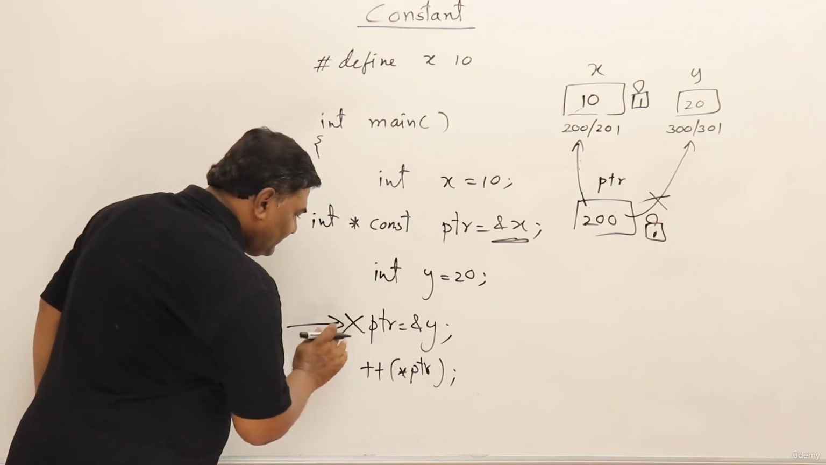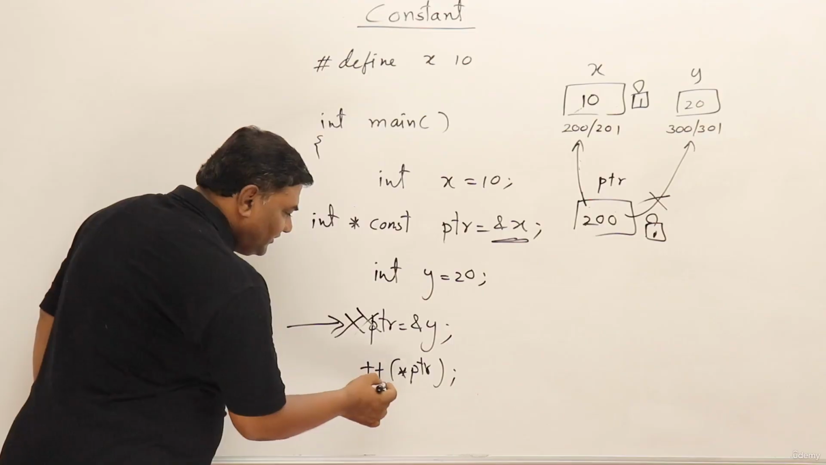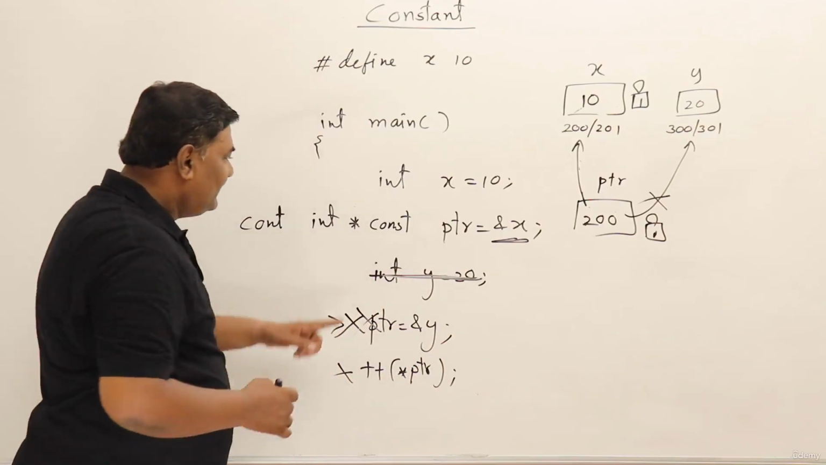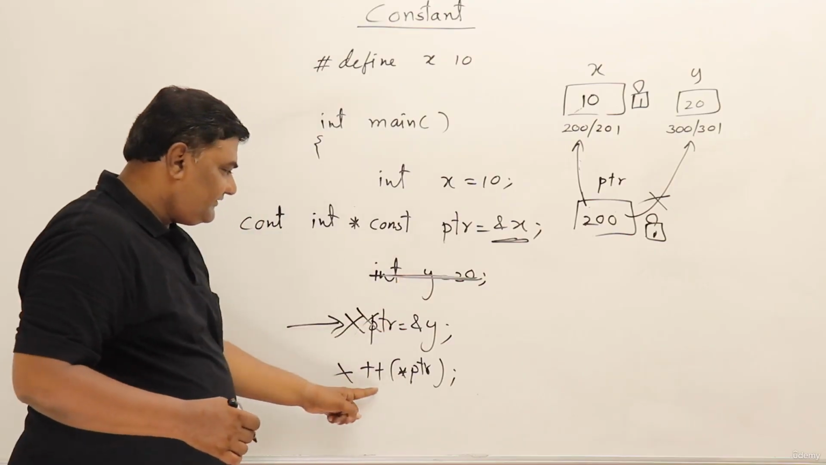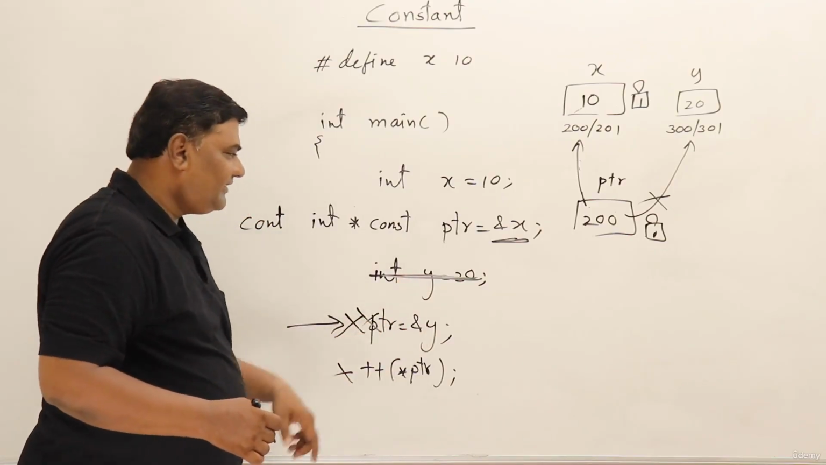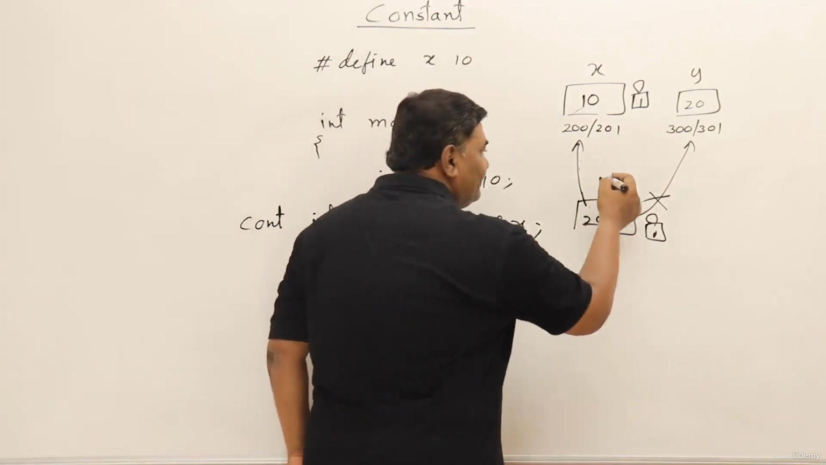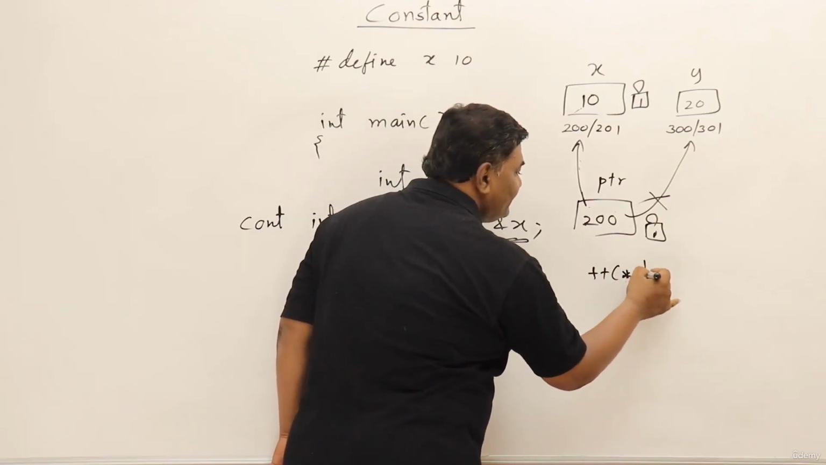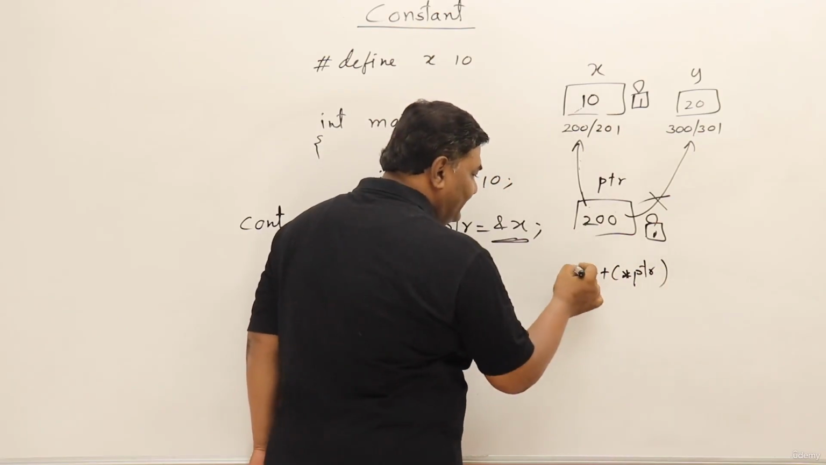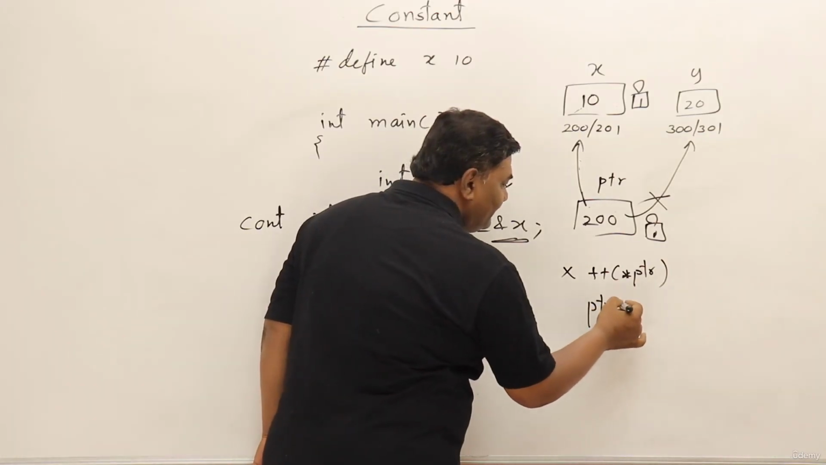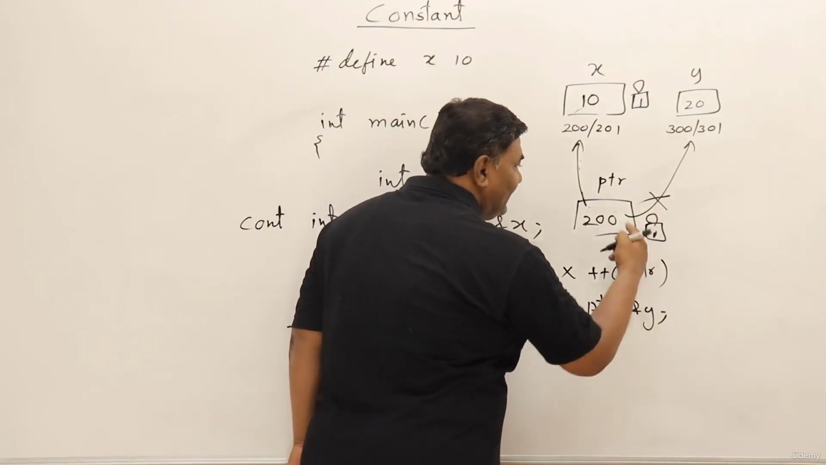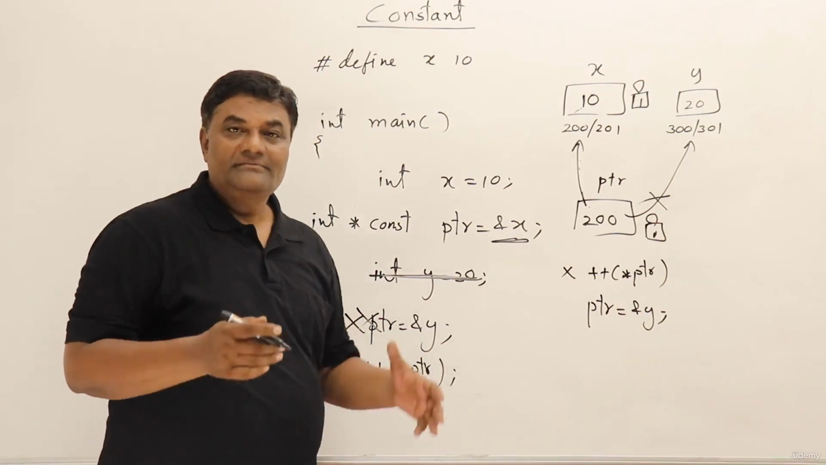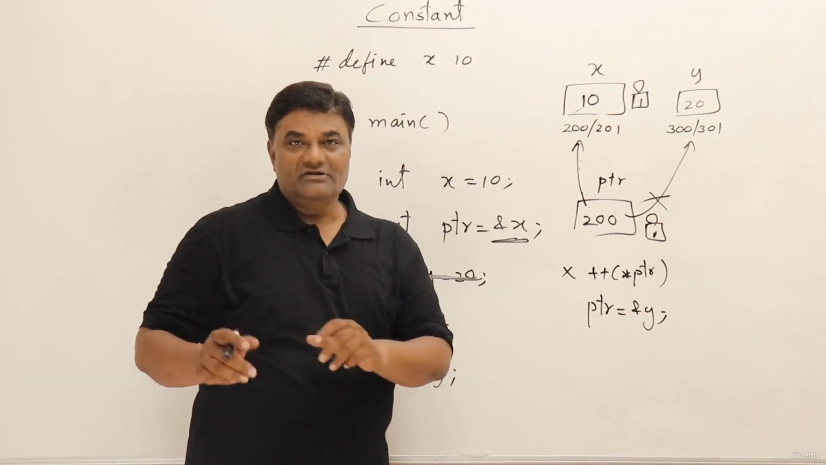So here I cannot do this, and I also cannot do this. Suppose it is, leave Y now. If it is pointing to X, I cannot modify this, and I cannot make it point to Y. Let me show you here. See, ptr is pointing here, so I cannot say ++*ptr, meaning go to that data and modify it. Or I cannot say ptr = &y. I cannot make it point to any other value. So this is a constant pointer to an integer constant.